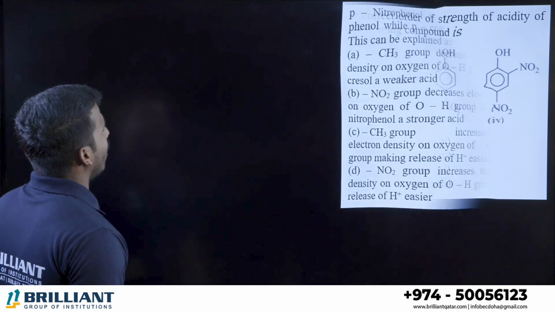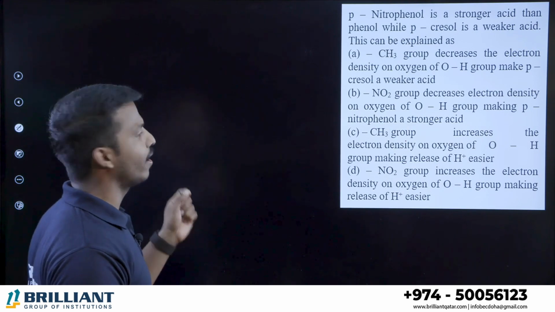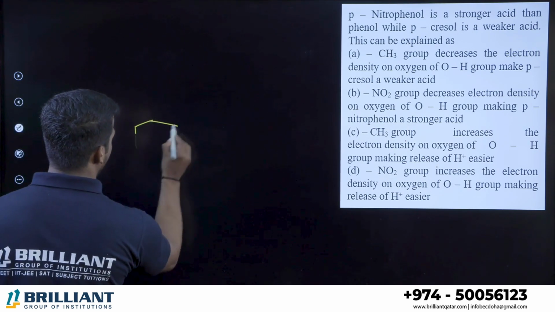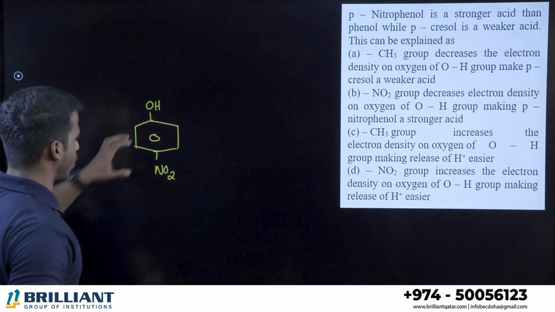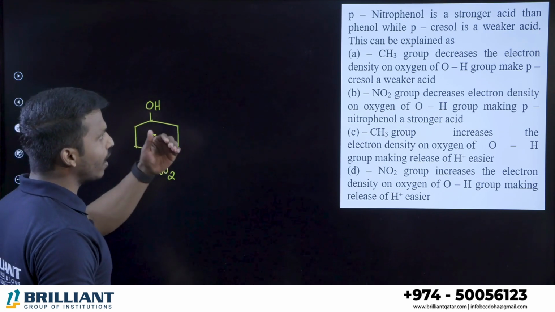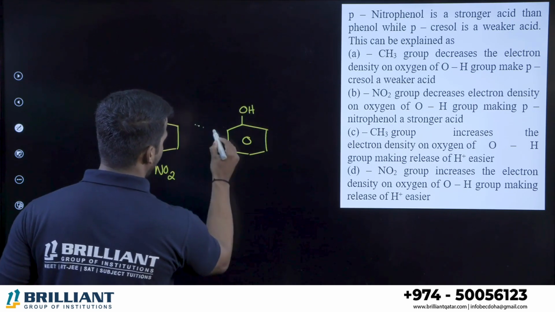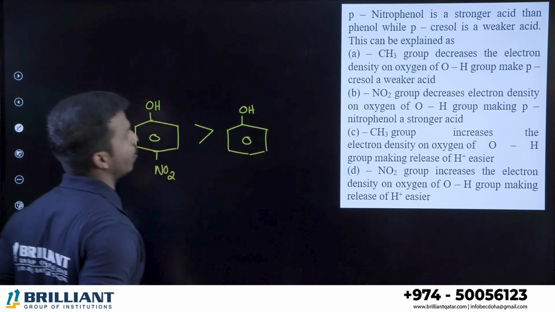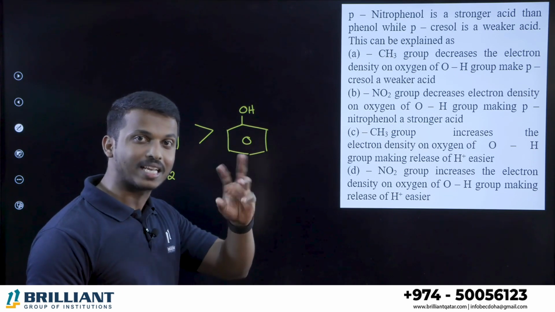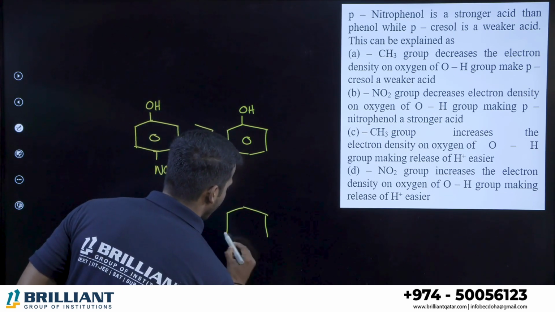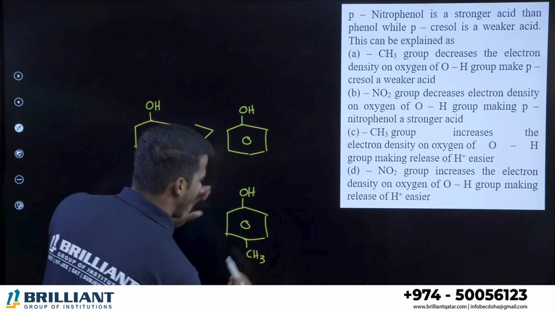Next question. Para-nitrophenol is a stronger acid than phenol. What is para-nitrophenol? This is called phenol, with a nitro group at the para position. This is called para-nitrophenol. It is a stronger acid than phenol. While para-cresol, what we studied, cresol means phenol with a CH3 group. Para means para position. This is called para-cresol.